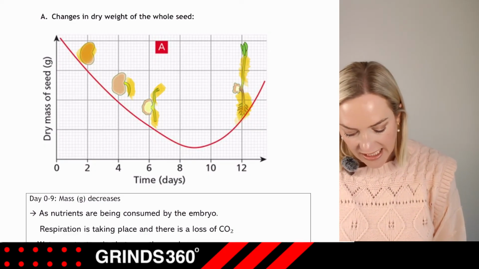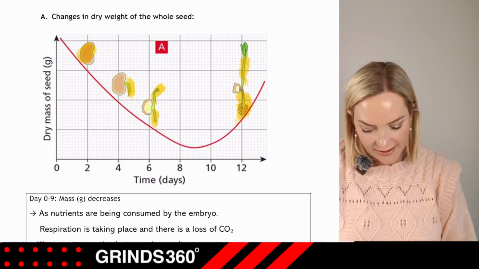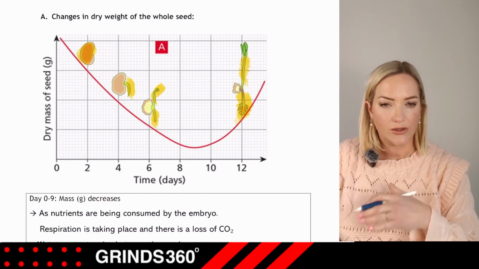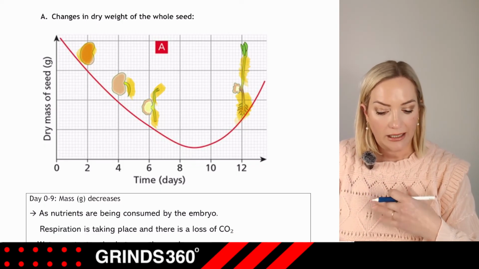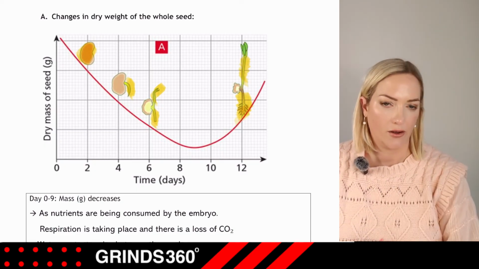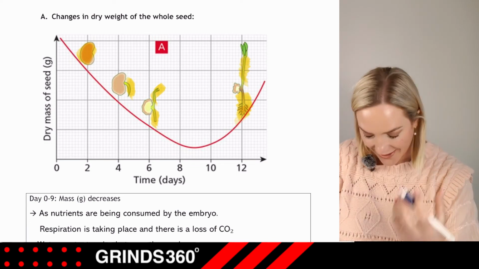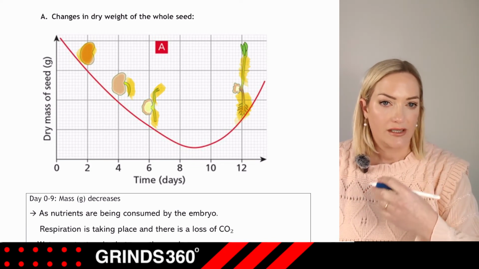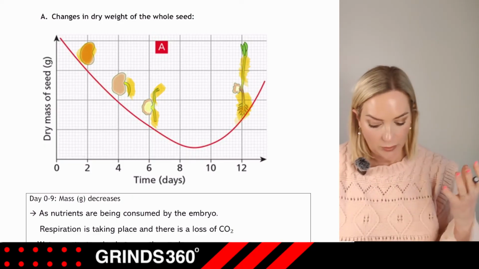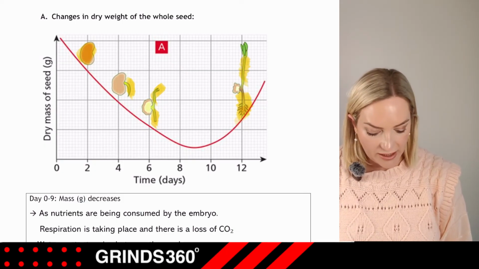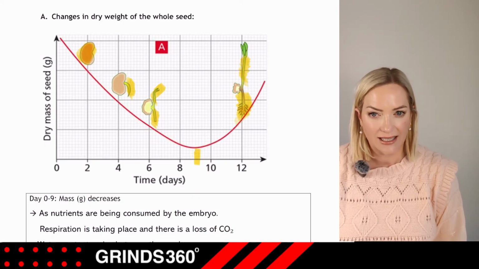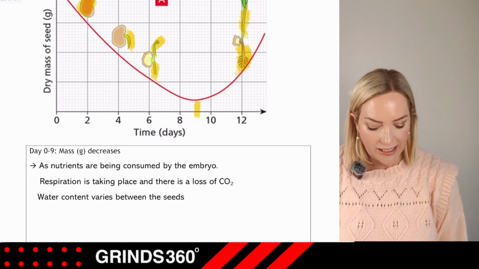So looking at this, days 0 to 9, the mass decreases. So here we have our seed. How am I going to activate the seed? I'm going to soak it in water. What will that do? It'll activate the enzymes. So now it can help to start to germinate. So now the seed can absorb the oxygen, it can respire. Glucose, amino acids, fatty acids, and glycerol, they're now made. So now our seed can develop. So as our nutrients are being consumed by the embryo from days 1 to 9, that's why there's a decrease in the mass of the seeds. What also is taking place is respiration is taking place.